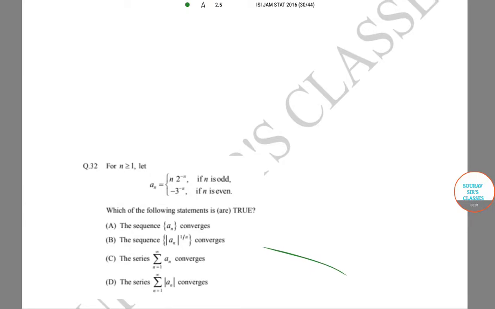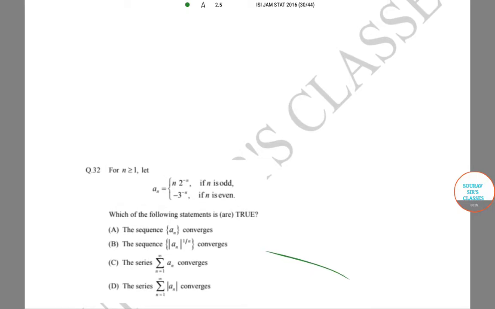So we'll start solving the problem. Note that this is a multiple select problem and more than one option can be correct, so we have to analyze each option. Now, what is it for the sequence a_n to converge? What is a_2n?